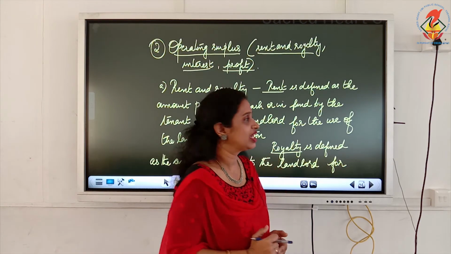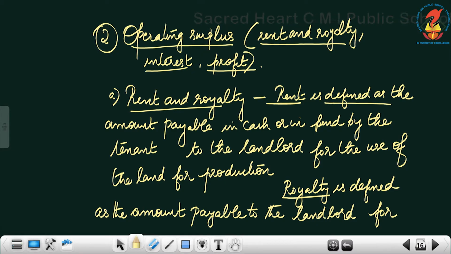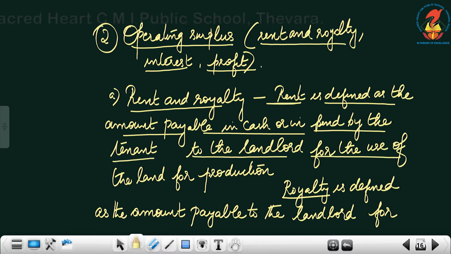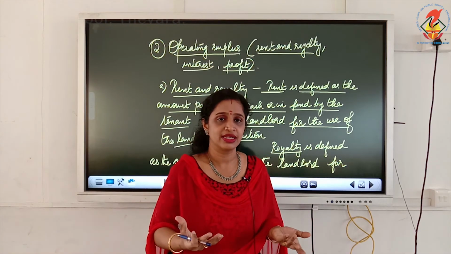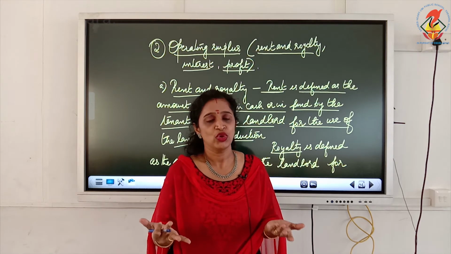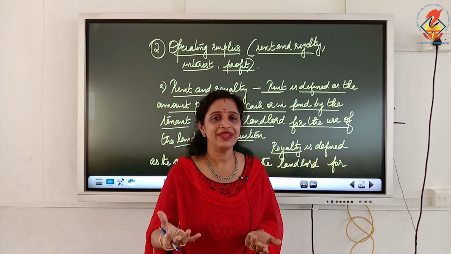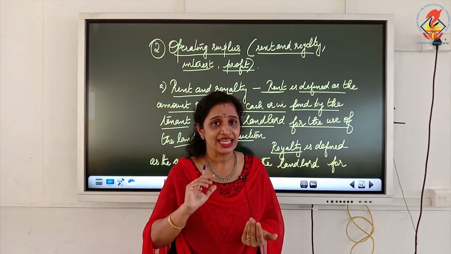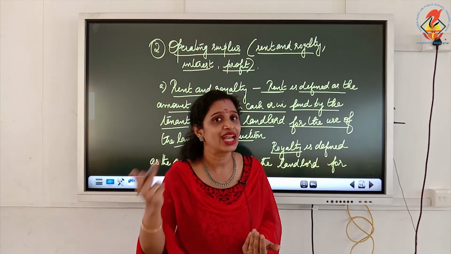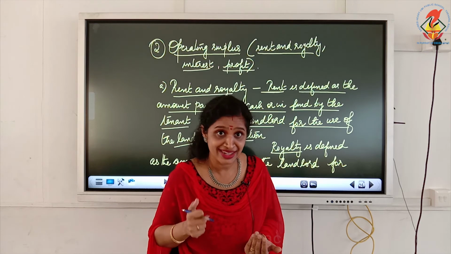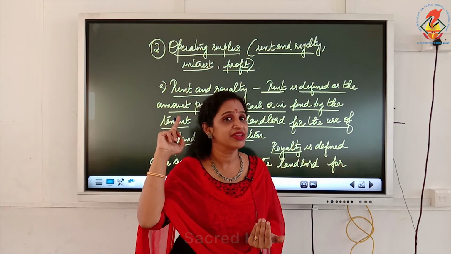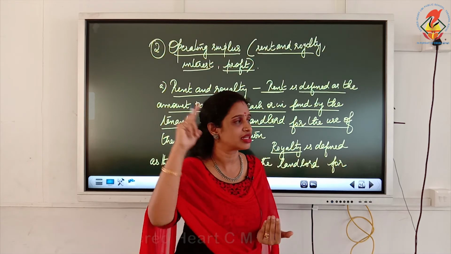What is rent and royalty? It can be used together. Rent is defined as the amount payable in cash or in kind by the tenant to the landlord for the use of land for the production process. Normally, a tenant pays rent for the land which he is cultivating. Land actually belongs to the landlord. So he will be taking the land for the rent. So for that, rent has to be paid by the tenant to the landlord. That is rent, reward for the land. Again, factor income. In the income method, we calculate national income using factor income.